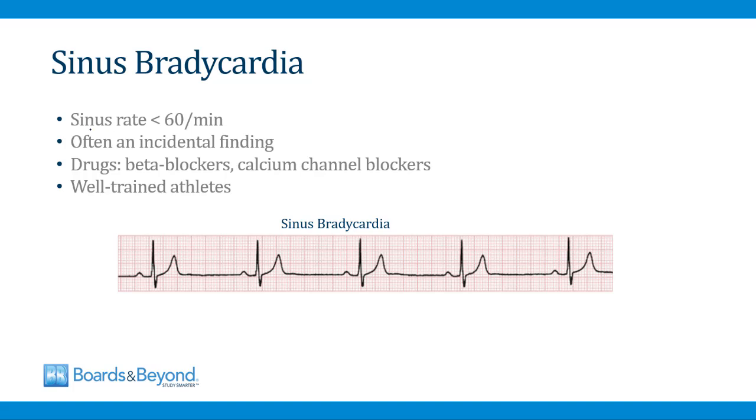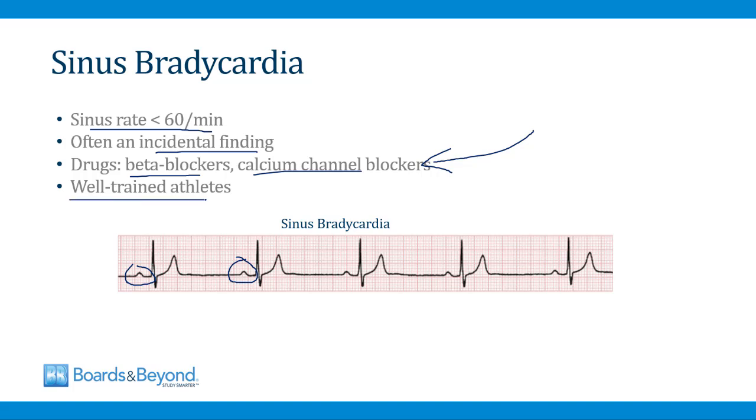So now let's talk about sinus bradycardia. This occurs when there's a sinus rate of less than 60 beats per minute, meaning that P waves are being generated at a rate of less than 60 per minute, and all those P waves are being conducted to the ventricle to generate a QRS complex. This is often an incidental finding, and it often is found in patients who have a reason to have bradycardia. For example, patients taking beta blockers or calcium channel blockers often develop sinus bradycardia, and that's because one of the effects of these drugs is to slow depolarization in the SA node.